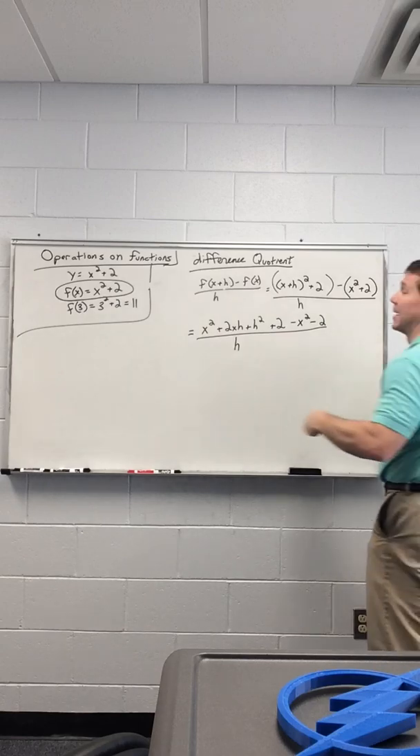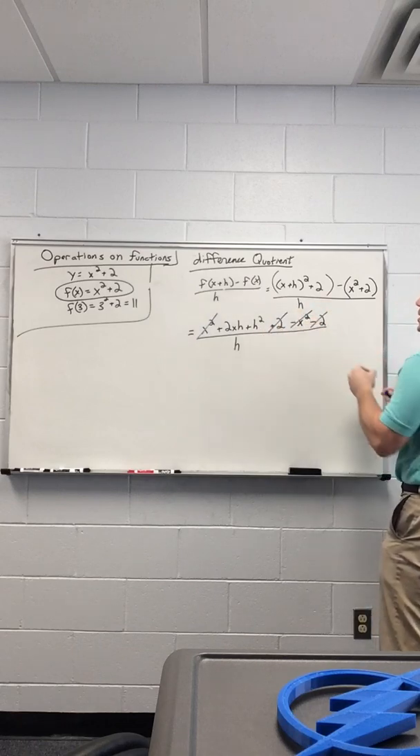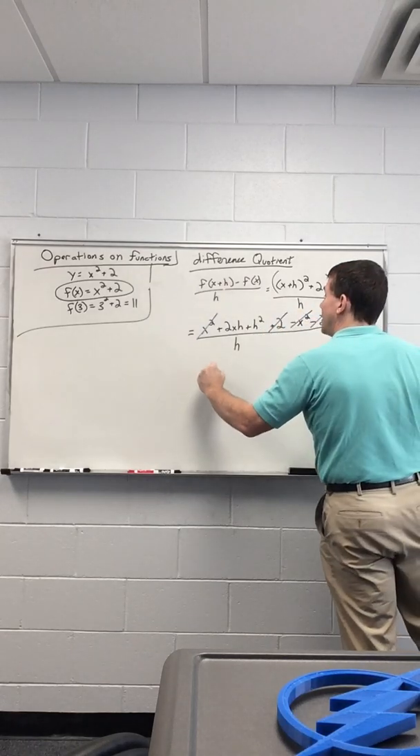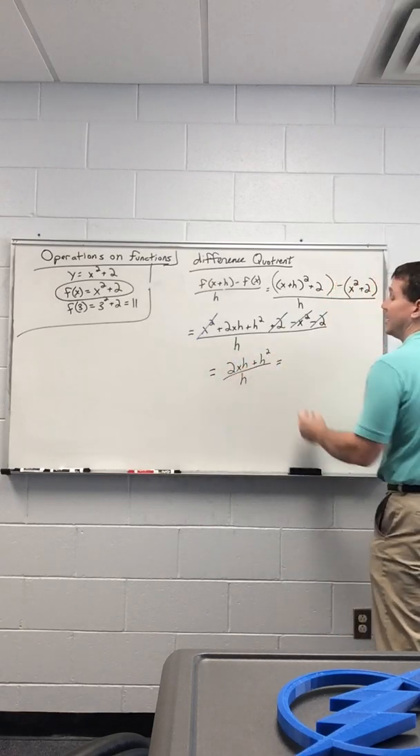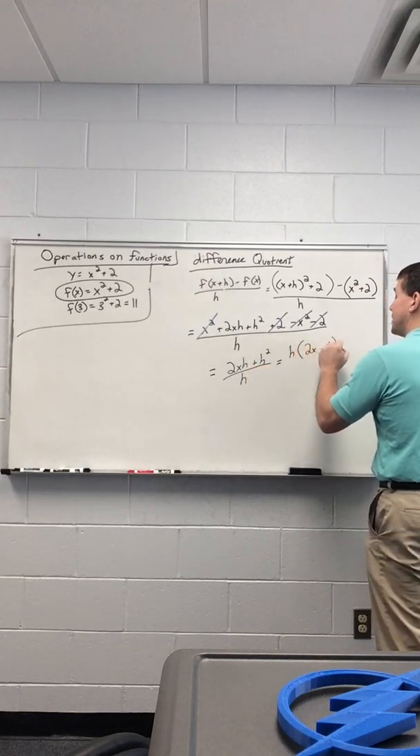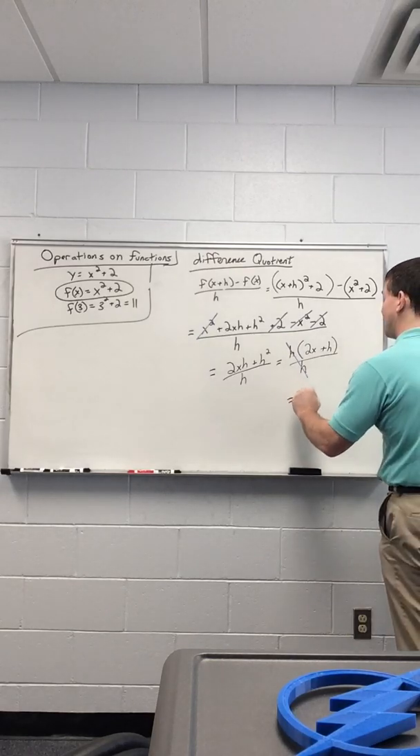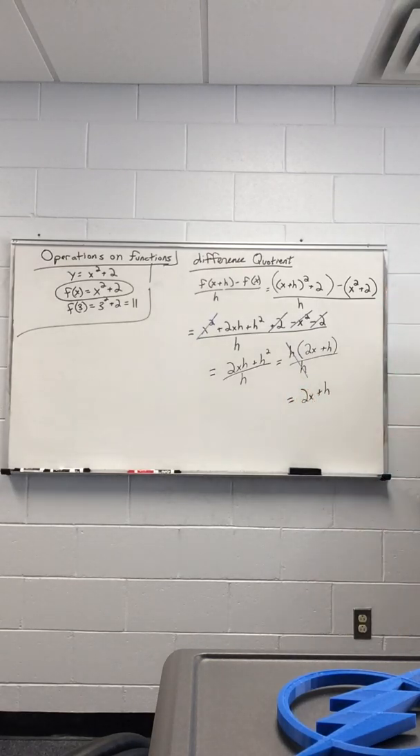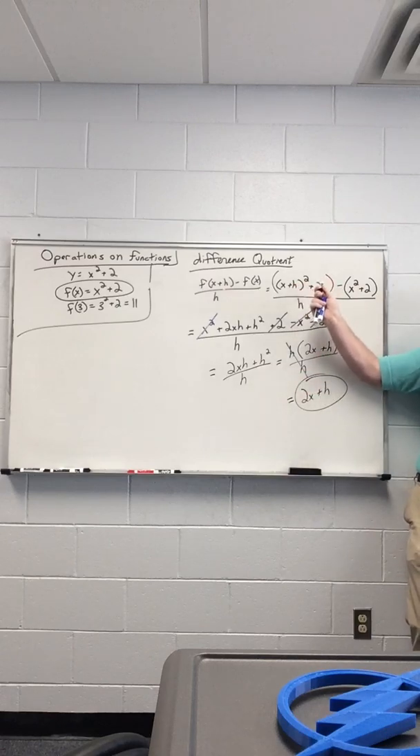And again, keep simplifying. And here, x squared minus x squared, 2 minus 2, and I'm left with 2xh plus h squared all over h. On top there's a common h, factor it out, and I'm left with h times (2x plus h) over h. Now there's a common h on top and bottom, and I'm left with 2x plus h. And that's my answer.